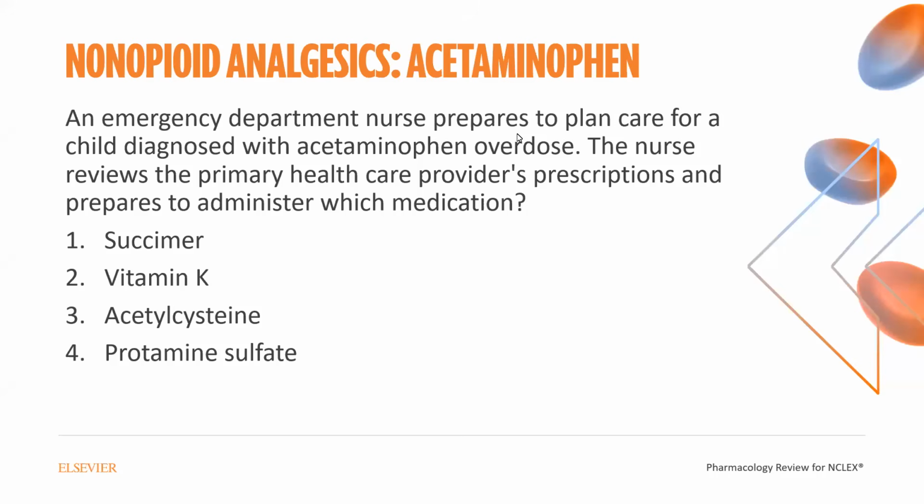An emergency department nurse prepares to plan care for a child diagnosed with acetaminophen overdose. The nurse reviews the primary healthcare provider's prescriptions and prepares to administer which medication? 1, Succimer, 2, vitamin K, 3, acetylcysteine, and 4, protamine sulfate.